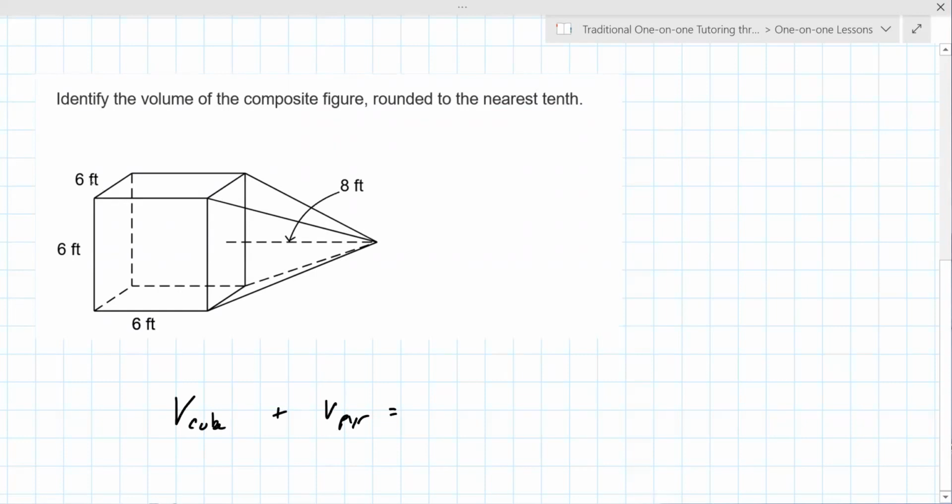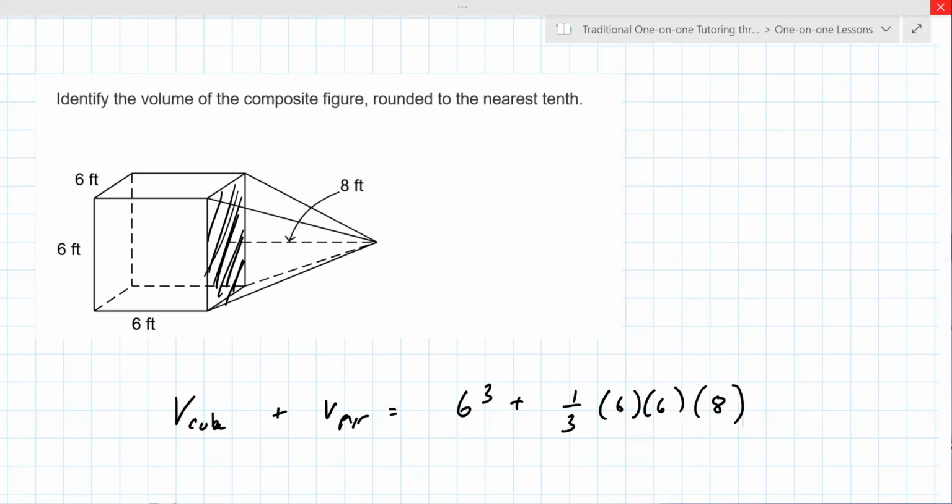So the volume of the cube is 6 times 6 times 6. The volume of the pyramid is 1/3 the area of the base. What's the base? The base is 6 times 6, it's a square, and then the height is 8. So go ahead and calculate that, please. 312 feet cubed. Perfect.